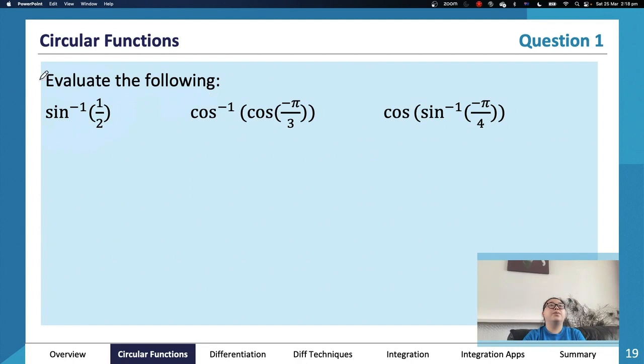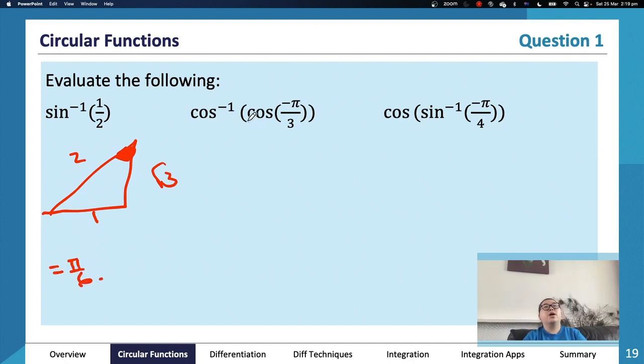So the first one, what we're actually trying to ask is what angle will give you a half when we put it into sine. And if we use our wonderful triangle here, we're going to be using the 2, 1, root 3 triangle, and we're looking for a half. So sine is opposite over hypotenuse, so therefore we're going to be looking for pi on 6. So this is just going to be equivalent to pi on 6.